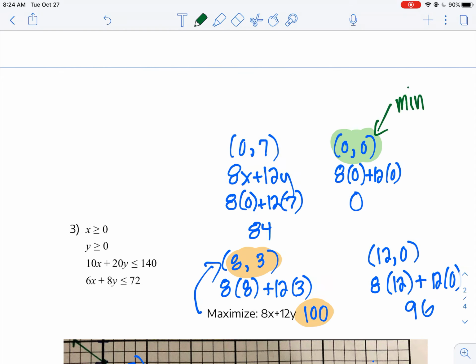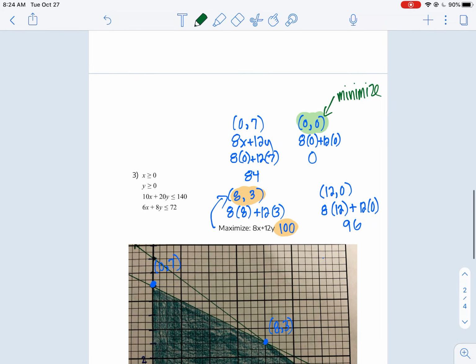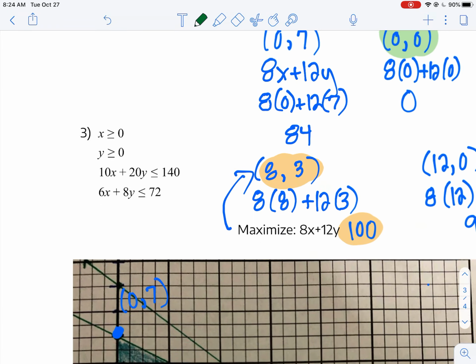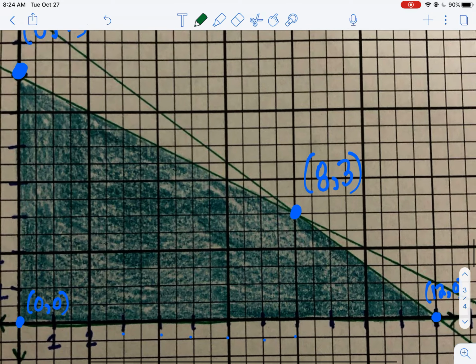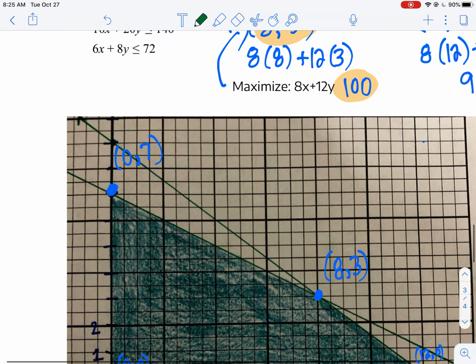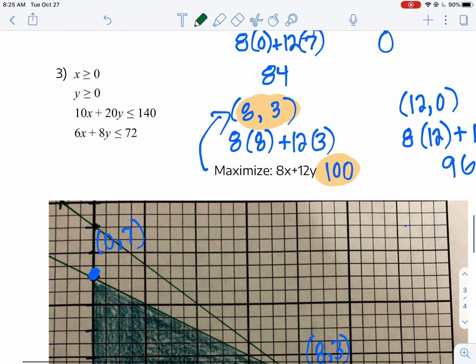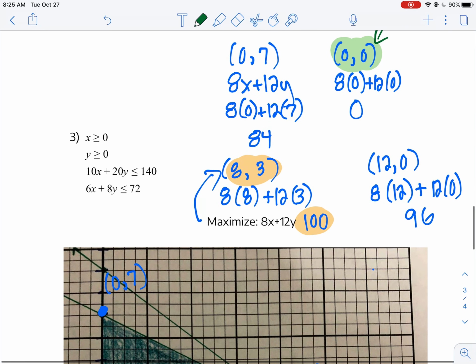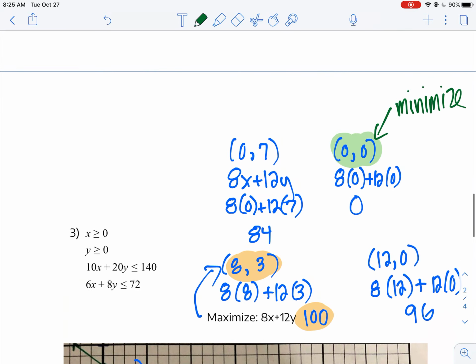Maximizing and minimizing objective functions using feasible regions. It's really not that bad. All you have to do is graph your system of inequalities, identify your corners, and then plug the ordered pairs from those corners into your objective function. Whichever ordered pair gives you the greatest answer, that maximizes it. Whichever one gives you the least answer, that minimizes it.